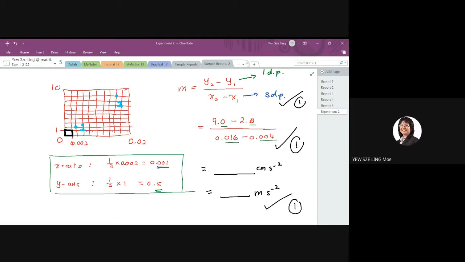Madam, I have a question. For the graph, for example, for T-squared we got 0.089 in the data. When plotting it on the graph, can we round it off? Yes, round it off. Okay, thank you.